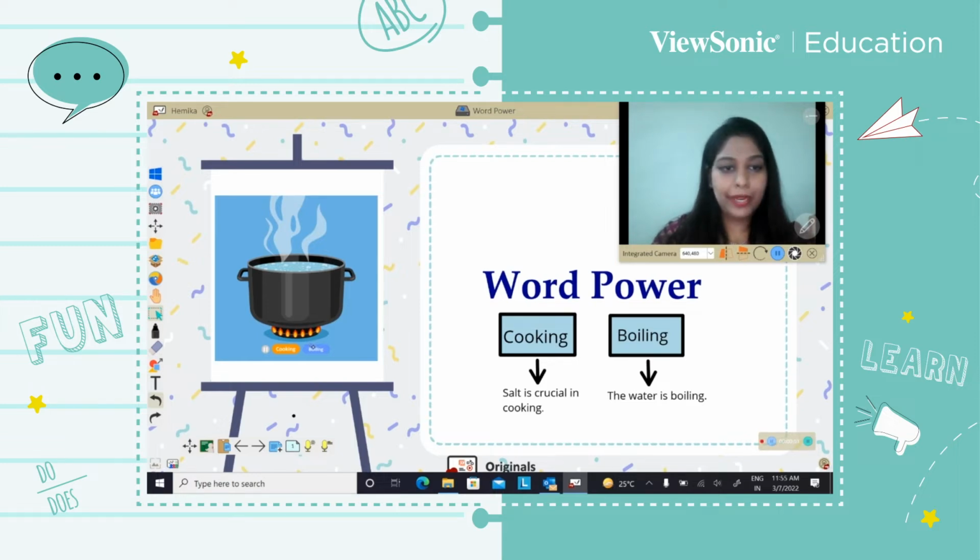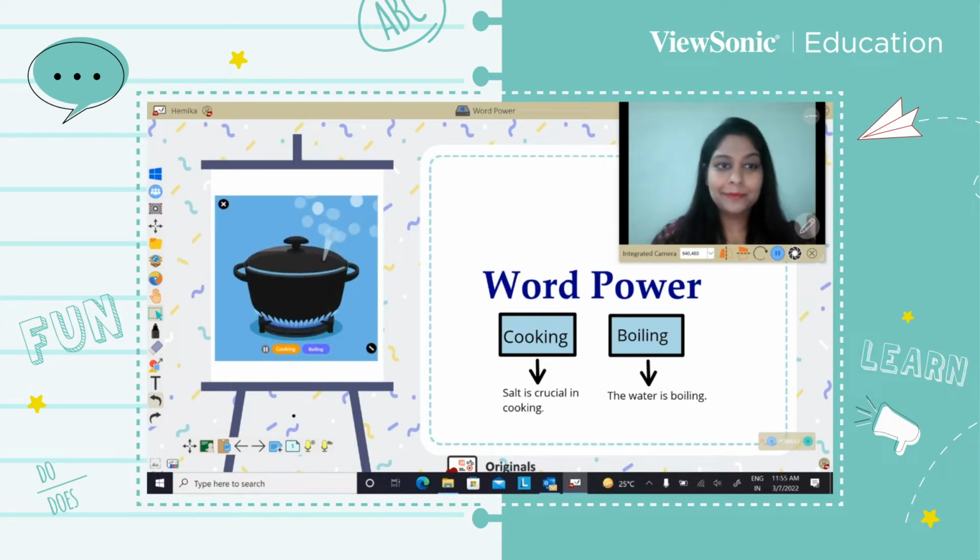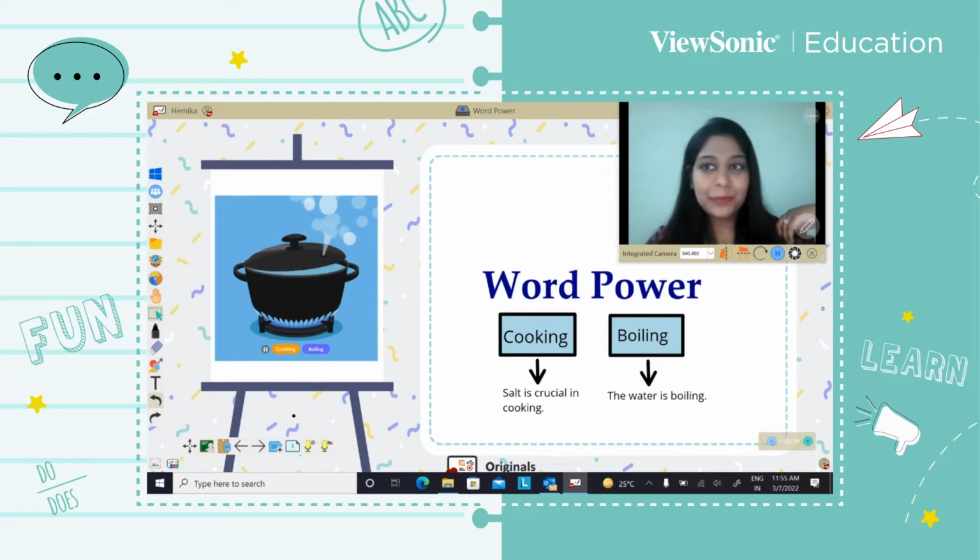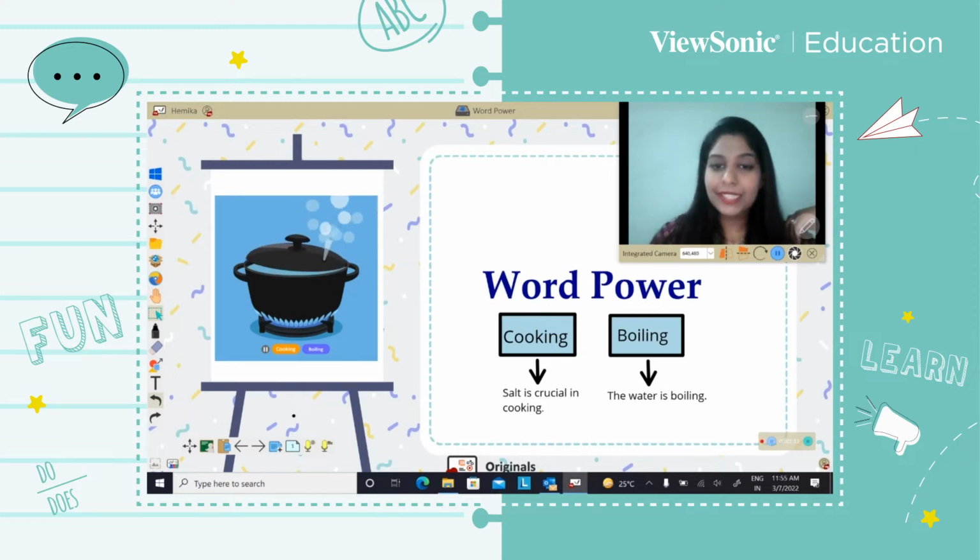And let's click on boiling. Alright, this is when the temperature goes to a certain level, the water vapor comes out. So with this, I've understood the difference between cooking and boiling through pictures. Now let us try to make a sentence with these two words. So for instance, the first one is cooking. So here I have a word, here I have a sentence called salt is crucial in cooking. While with boiling, I have a sentence which is the water is boiling.